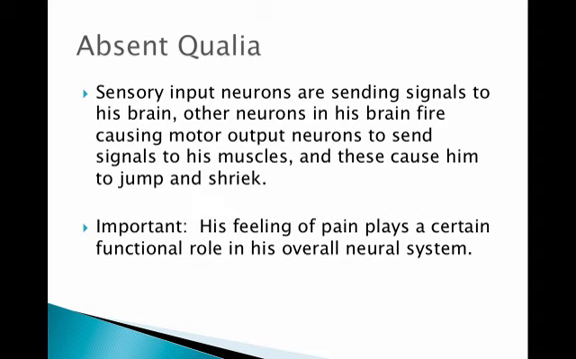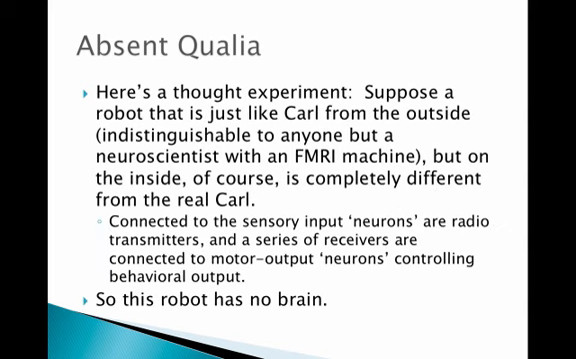Well, this leads us to what's called the thought experiment of absent qualia. So it's basically functional states without the qualia, and we're going to show that that's possible. If that's possible, that's a problem for functionalism, because it means that functionalism can't account for qualia. So sensory inputs in Carl are sending signals to Carl's brain when he sits on the tack. Other neurons in his brain cause motor output neurons to send signals to his muscles, and these cause him to jump and shriek. And it's important to note that his feeling of pain is playing this functional role in his overall neural system. Well, then here's the thought experiment. This is the absent qualia thought experiment, and this is a thought experiment that poses a serious challenge to the functionalist account of the mental.